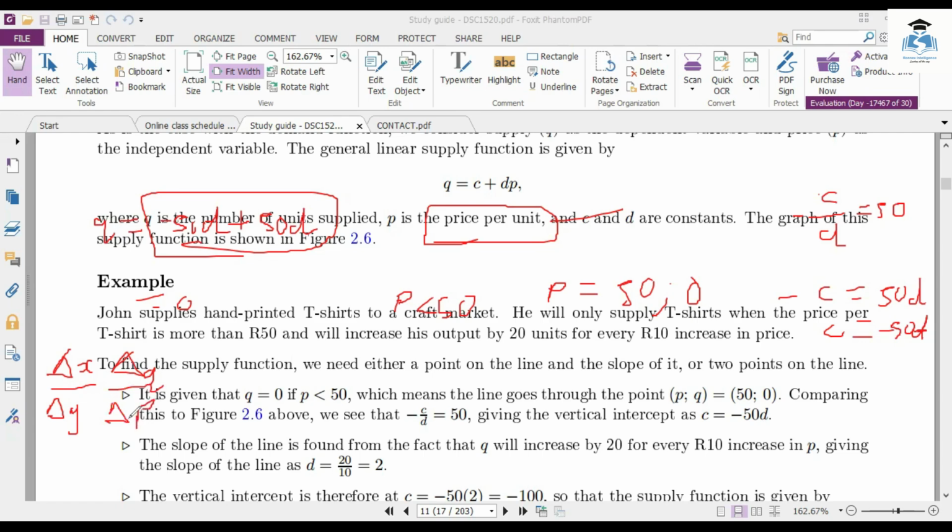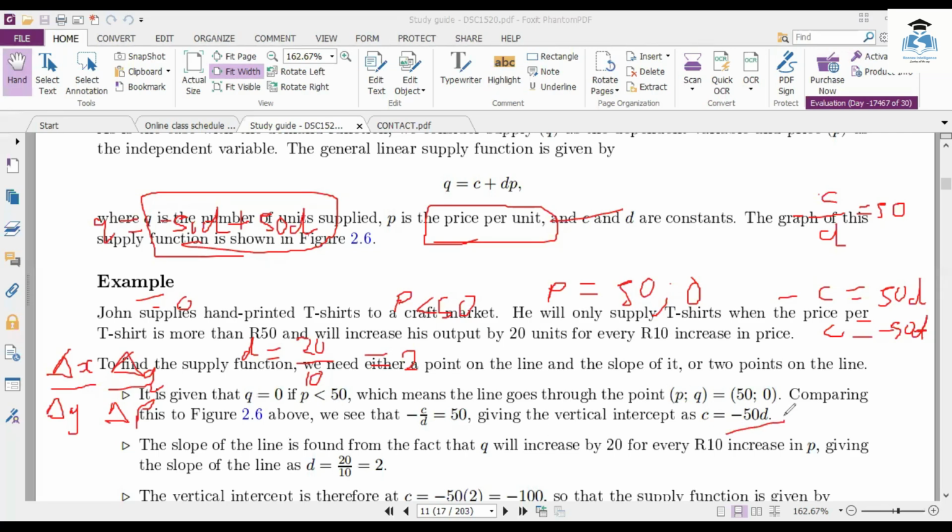In price. Okay, so we are told that the price will increase by 20, so we are saying G, which is our gradient, our slope, G will be change in quantity, which is 20, over change in what? In price, which will give us 2. Okay.